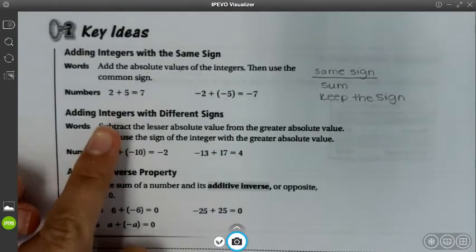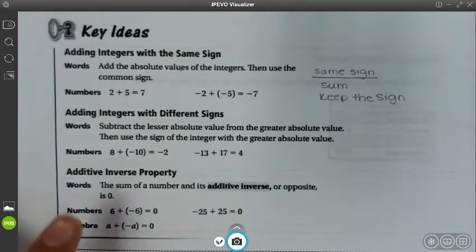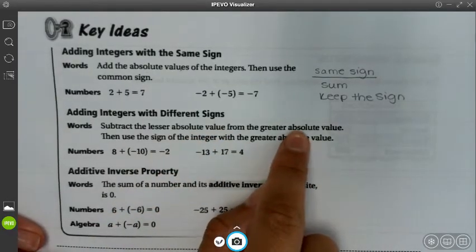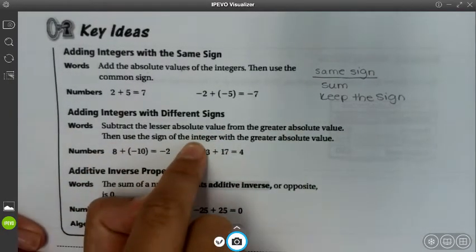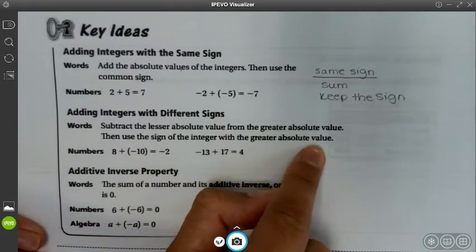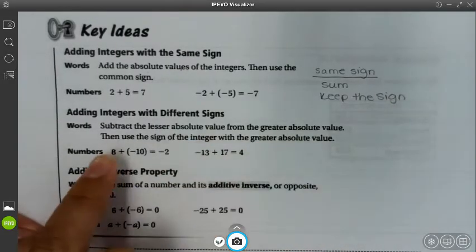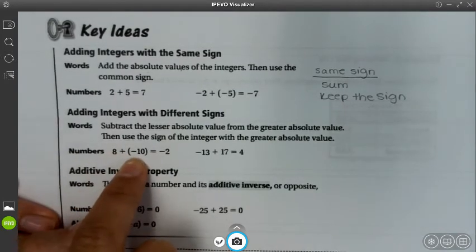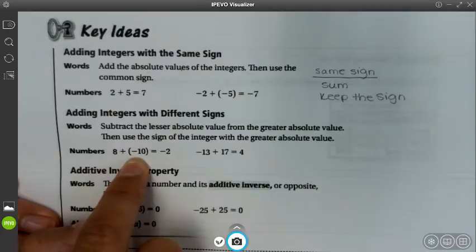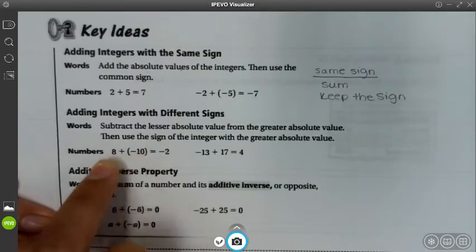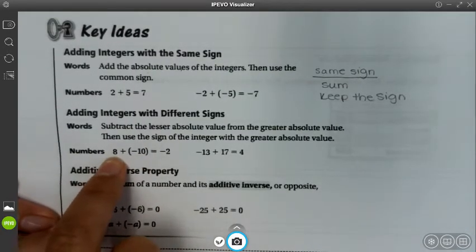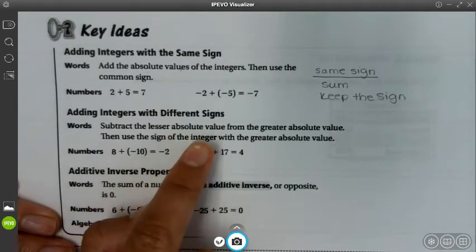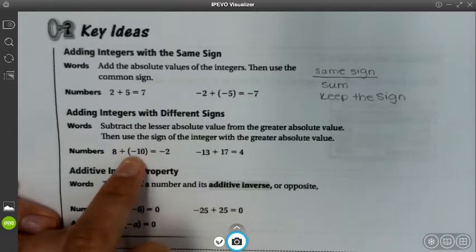What if we're adding integers with different signs? Subtract the lesser absolute value number from the greater absolute value, then use the sign of the integer with the greater absolute value. So we have 8 plus negative 10. These have different signs. So we are going to find the difference of the two absolute values. The difference between 8 and 10 is 2. And we're going to look for the sign of the integer with the greater absolute value, which is negative 10.